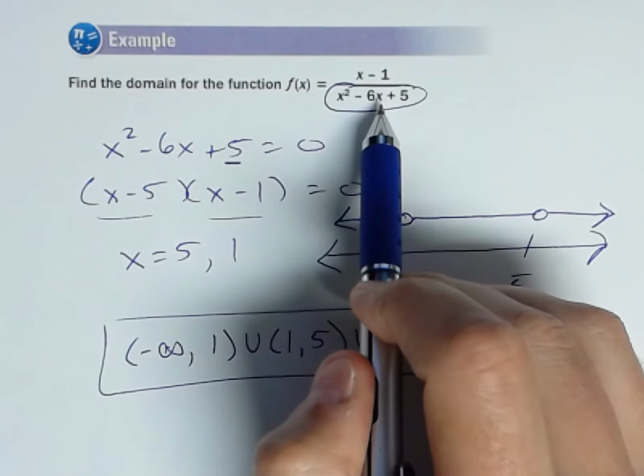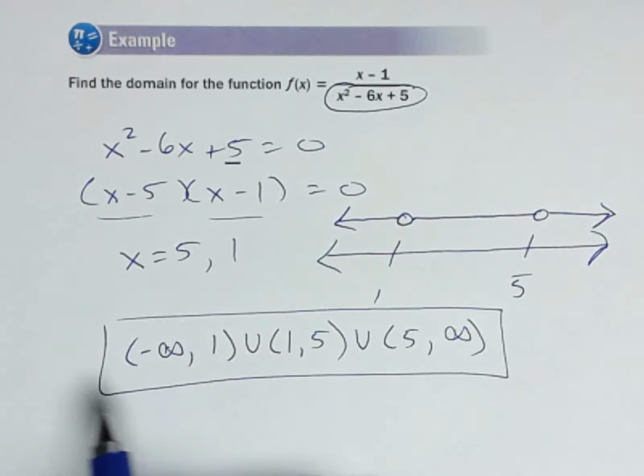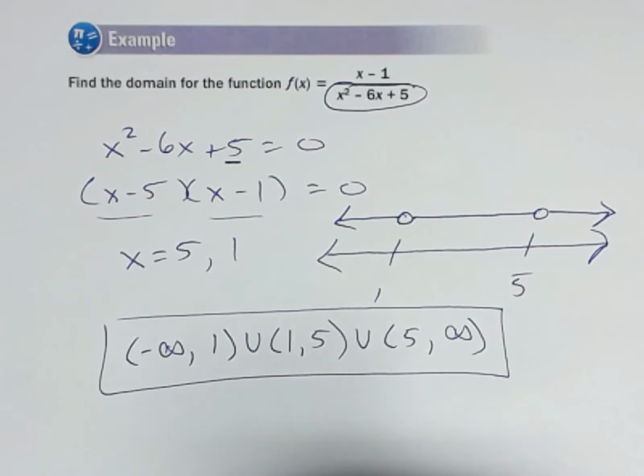So focus again on the denominator. Set it equal to 0, solve. That's the values it can't be. Put it in interval notation. Again, it may be worth just sketching out to help you picture those intervals.